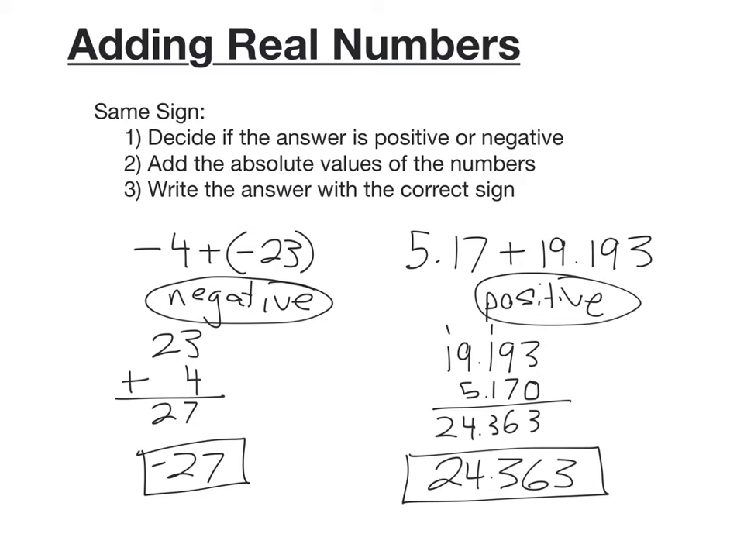So when the numbers are the same sign, it's pretty straightforward. Figure out the sign. Make sure you just add the absolute values of the numbers and then write the answer with the correct sign.